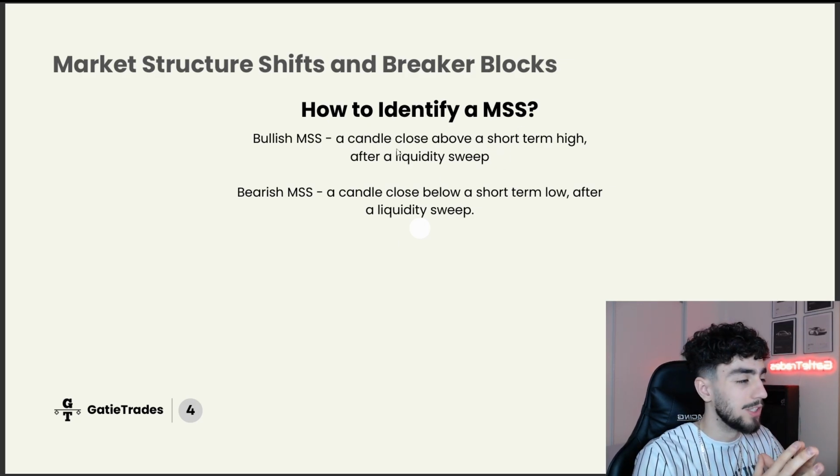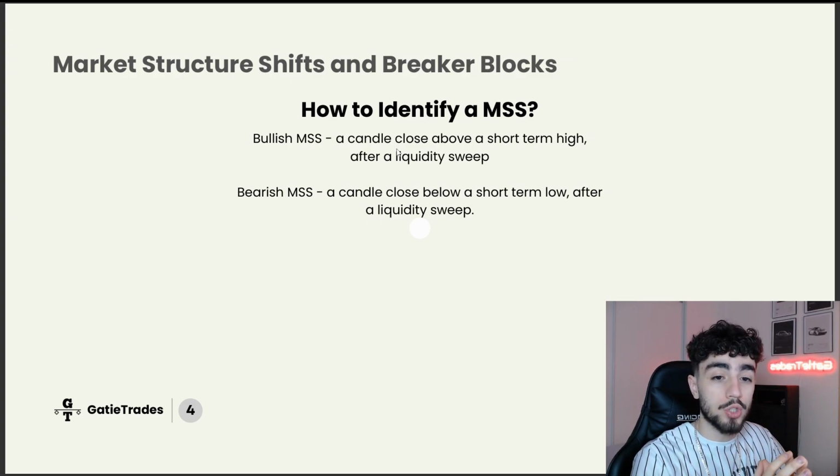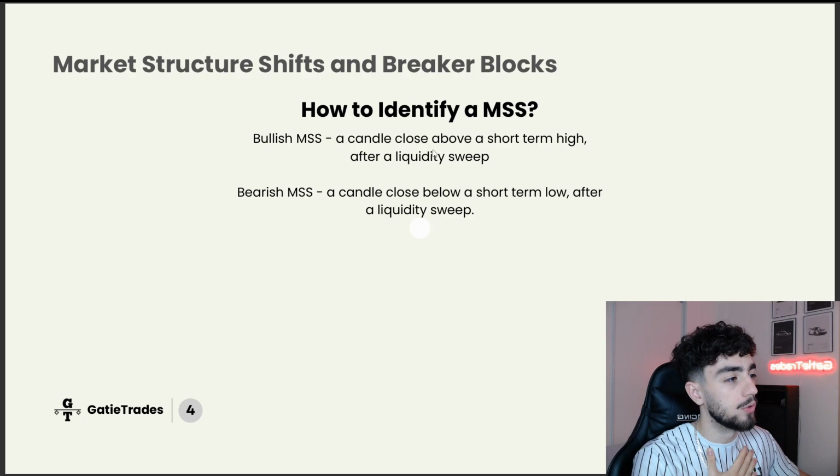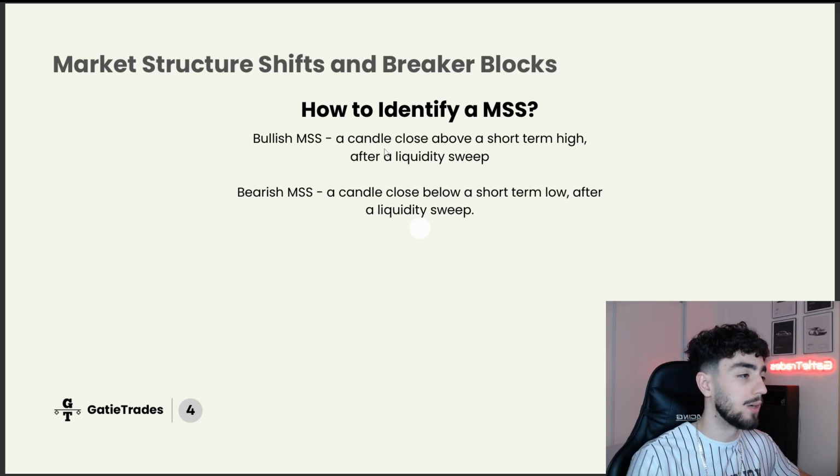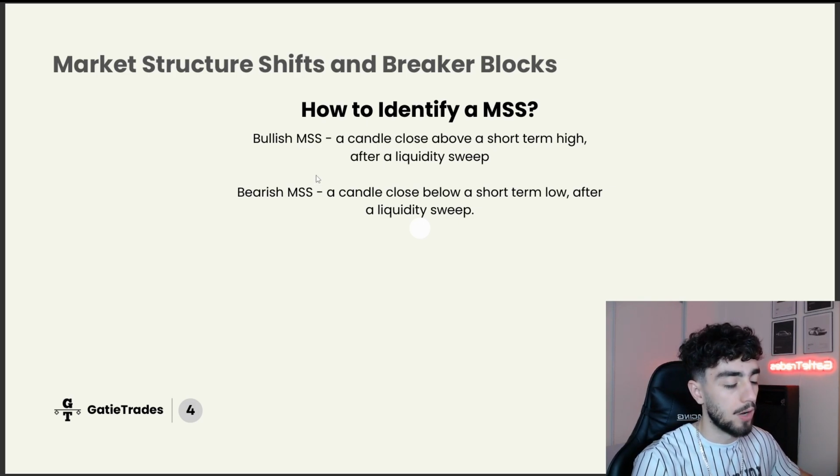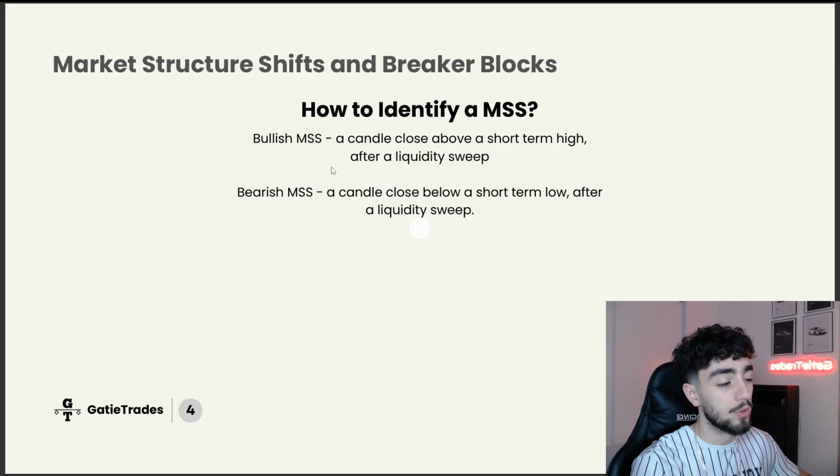Now, I know some people teach that you do not need a closure above. It can simply be a wick. For me, in my back testing, I've always used closure above. I did not find the setups to be as high probability when you're using simply a wick above. It needs to be a closure above for the purpose of my trading. Obviously, you guys are able to do whatever you need to do for your own trading. A bearish market structure shift is a candle close below a short-term low, again, after liquidity has been taken.